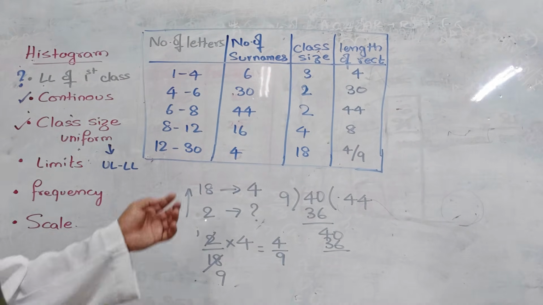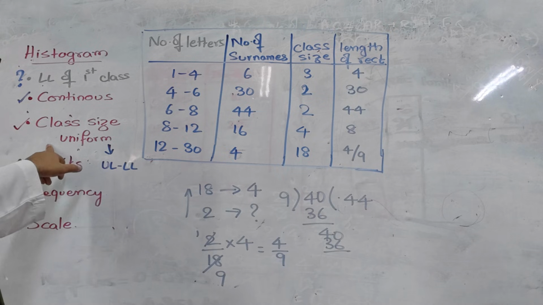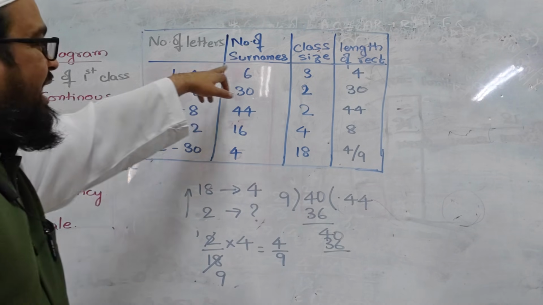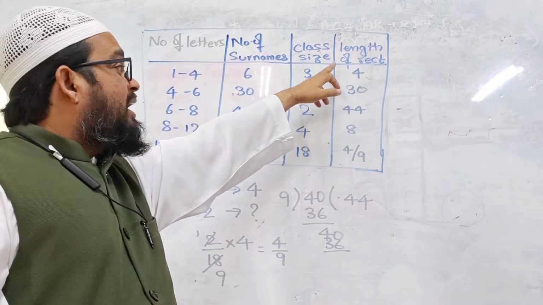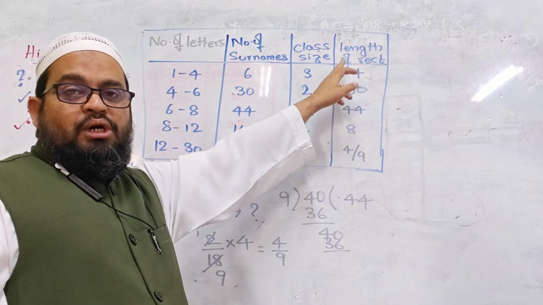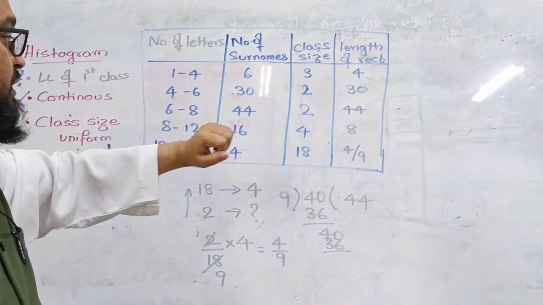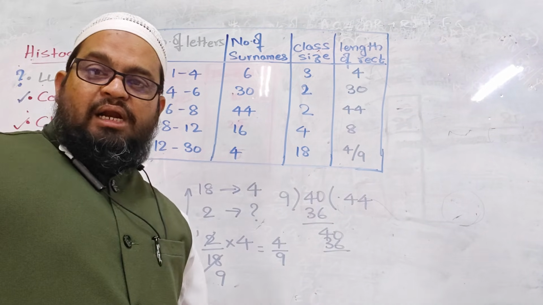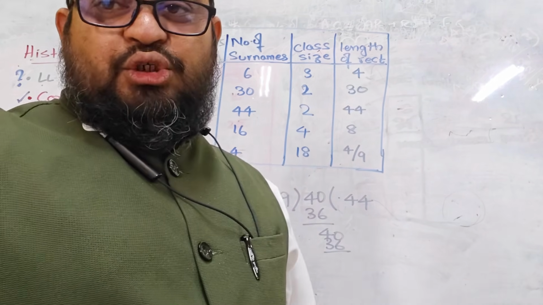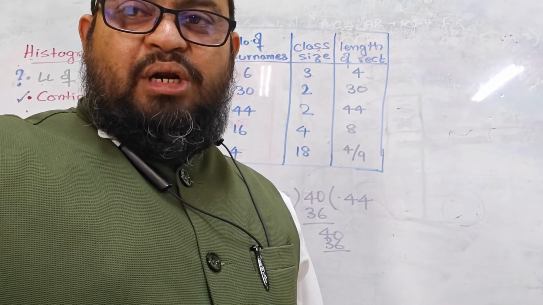So whenever you have non-uniform class size, you have to take the class size first, and you have to make sure the length of the rectangle is proportional to the class sizes. Then you will get a perfect histogram. So let me draw a histogram for this.